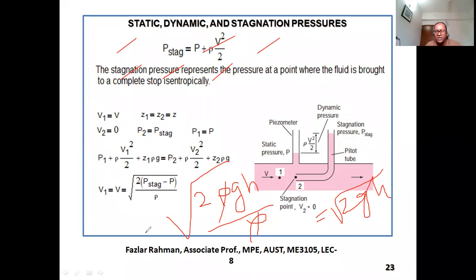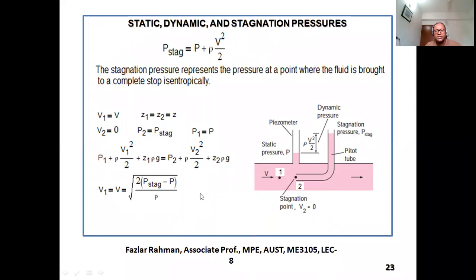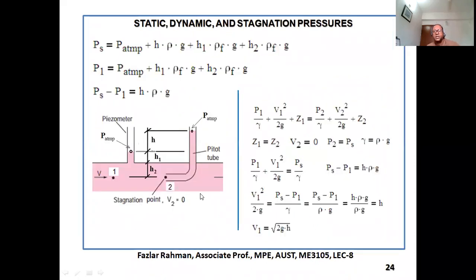That will be your velocity of the fluid. Okay. Now, if we go to the previous slide, you apply Bernoulli's equation between 1 and 2, similarly to the previous way, and you get this one. Then V1 square by 2G equals PS minus P1 by gamma. Now, this gamma equals rho G, and PS minus P1 equals rho G H divided by rho G.